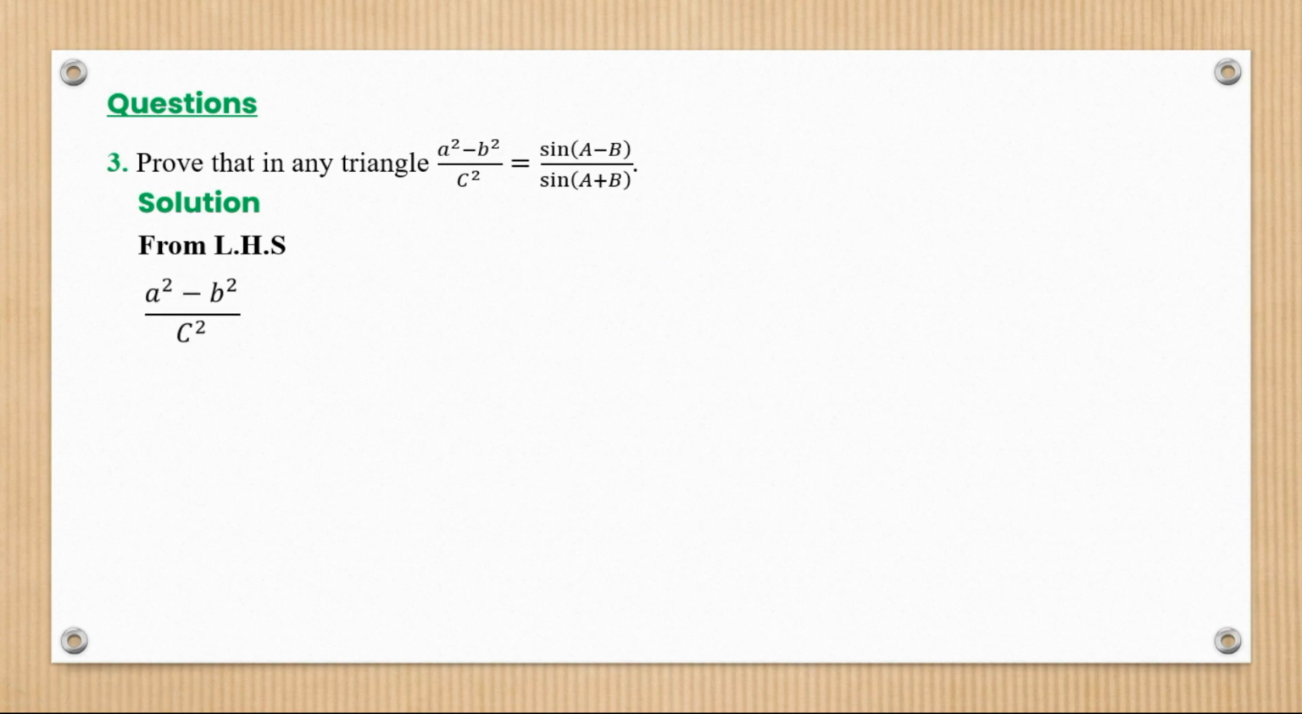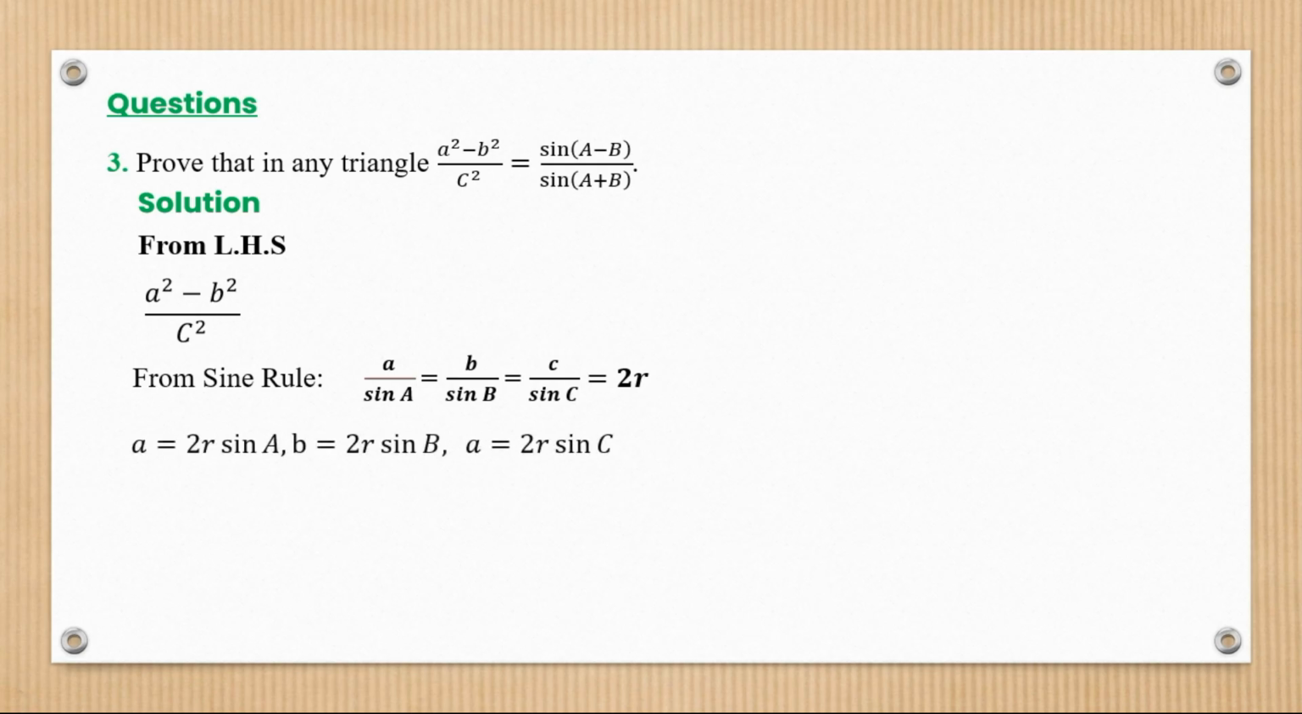So from the left hand side, we have that. Now we know that from the sine rule, we have a over sine A is equal to b over sine B is equal to c over sine C is equal to 2r. So the sine rule is stated that way. Now when you cross multiply, we can see that a is equal to 2r sine A, b is equal to 2r sine B, and c is equal to 2r sine C.